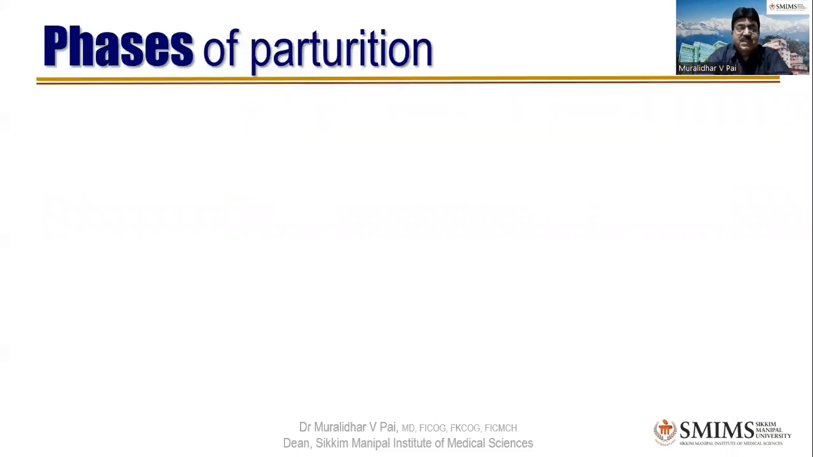This is what I was talking about, phases of parturition. Many students confuse this for stages of labor. That's totally wrong. Phases of parturition is beautifully given in Williams, and it has got 4 phases. Incidentally, labor also has 4 stages and students get confused. Let's see what is this phases of parturition.